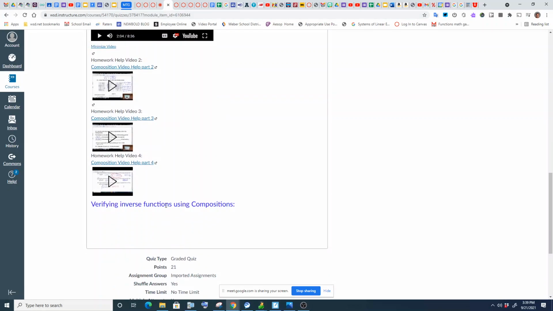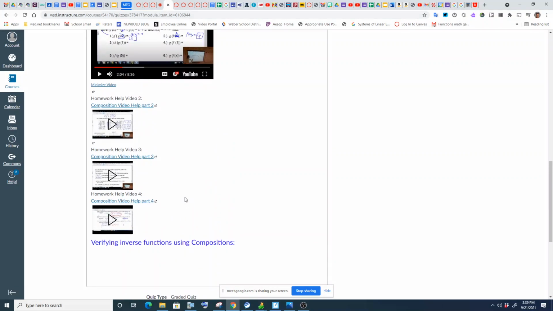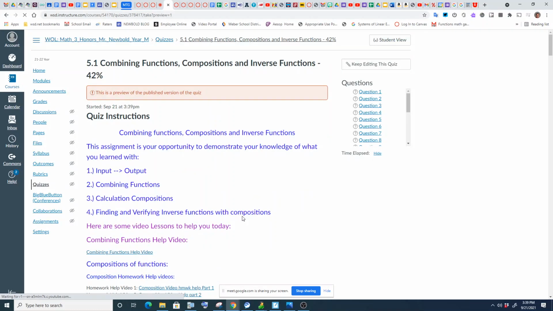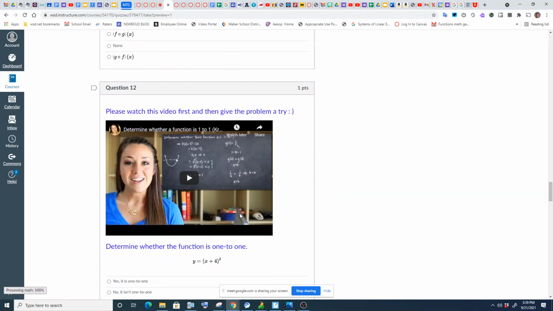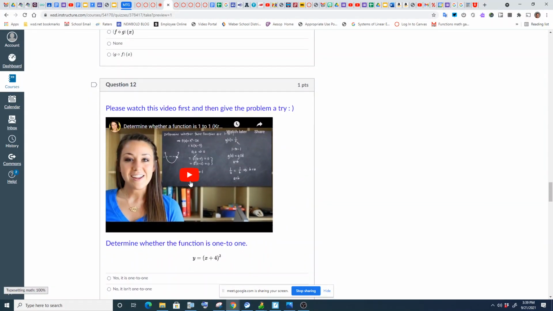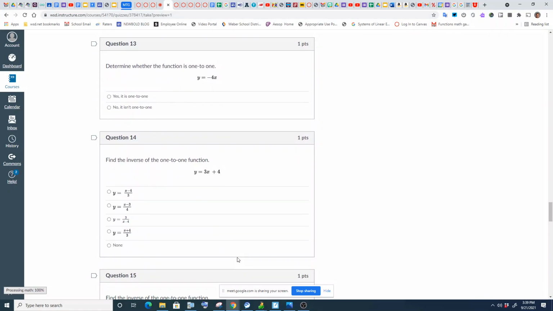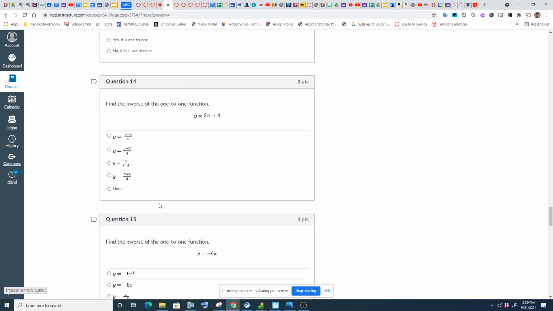And then, last but not least, verifying inverse functions using compositions. Wow, looks like I need to put a video on there for you. So I'll go and find that video for you, verifying inverse functions using compositions. I think it's actually embedded in the assignment. We can take a look real quick. Here we go, inverse functions. Yeah, this is a video to help you with whether a function is one-to-one or not. Oh, wow. So maybe I need to throw a video in there, so I think I will.